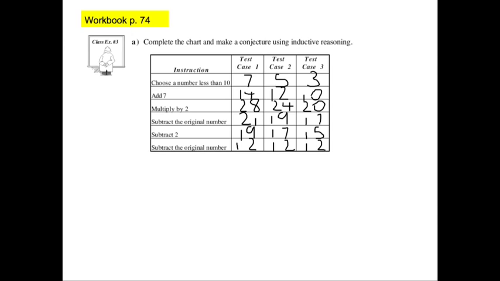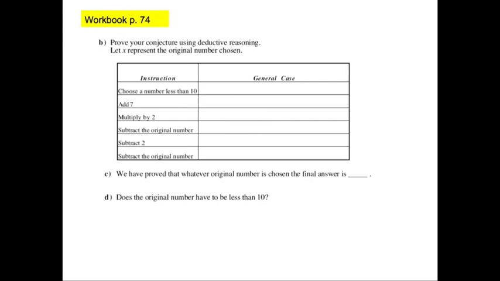So you notice all 3 of them, no matter what number you picked, will give you an answer of 12. So if you used inductive reasoning, you could make the argument that no matter what number you picked, as long as it was less than 10, your answer should be 12 if you followed the steps correctly. So let's prove it using some deductive reasoning.